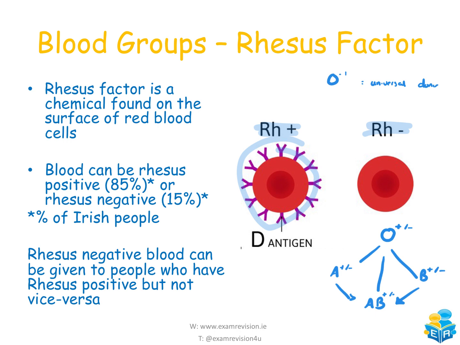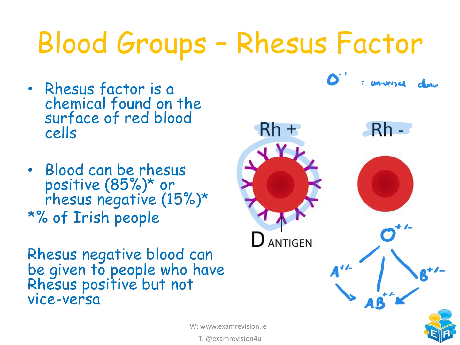Because Rhesus negative blood can be given to anybody. So not only can O negative be given to O negative, it can also be given to O positive. It can be given to both A positive and A negative, both B positive and B negative, and AB positive and AB negative. So that's why it's known as the universal donor. You can give to everybody.